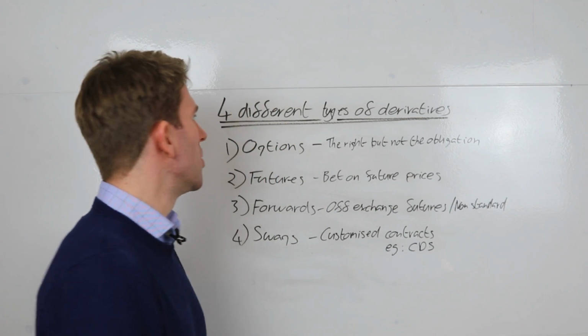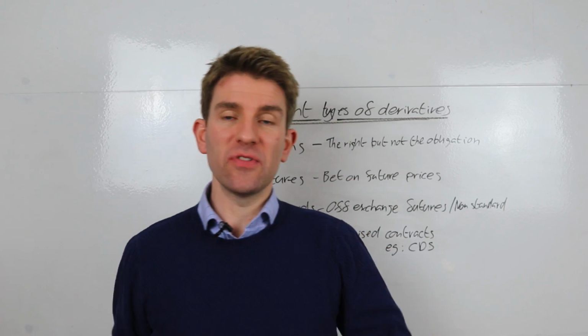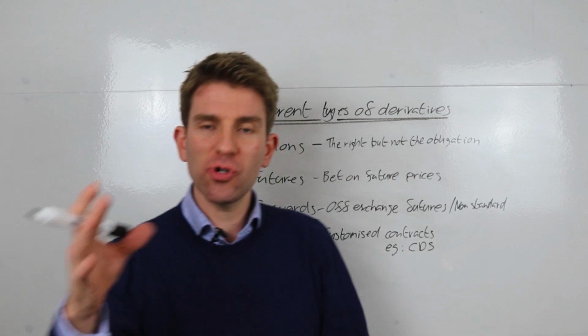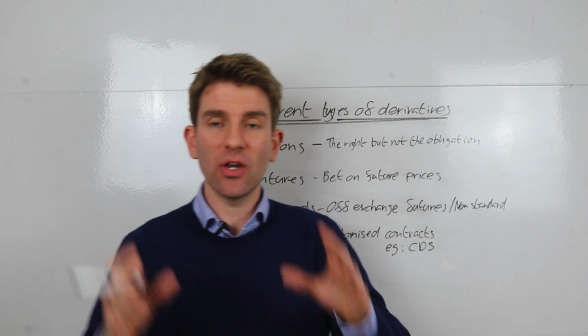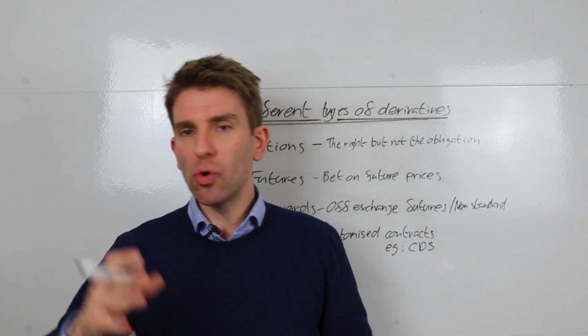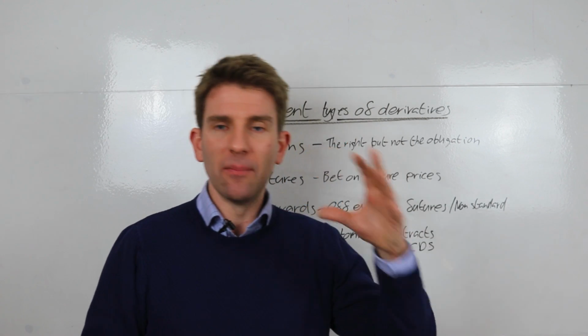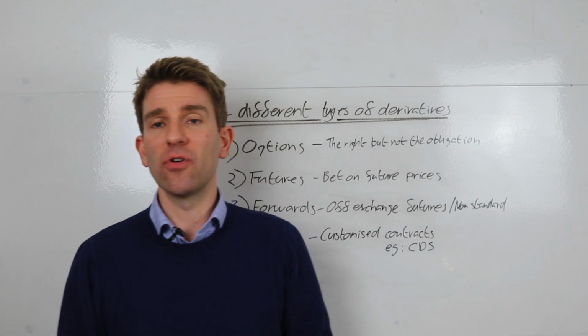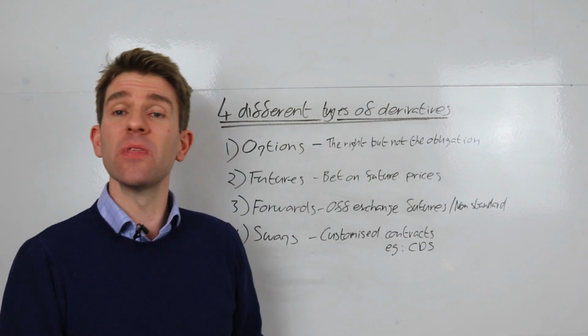All right, so 4 different types of derivatives. Let's go. Number 1, options. So an option contract, and by the way, if you want to deep dive into options, I've done a series of videos that talks about calls, puts, different spreads you can do, different strategies and stuff. So go and check that out if it floats your boat. However, if you just want a quick overview, this is it.